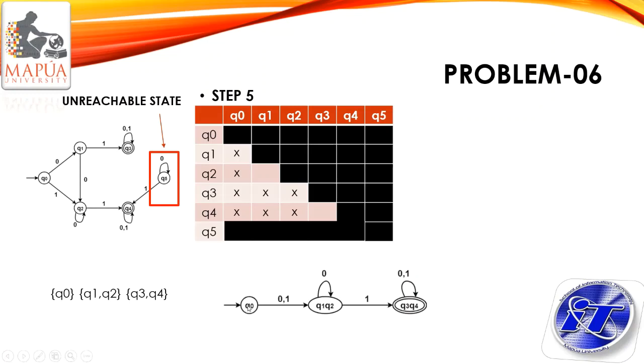So Q0, any value will go to Q1, Q2. If it's 0, it will just loop within itself. If it's 1, it will go to the final state, which is Q3, Q4, and any value in Q3, Q4 will be looped within itself. Okay.